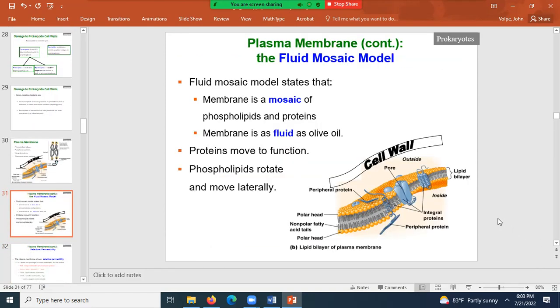All right. When we're talking about the plasma membrane, it's important to realize that it is a fluid. And it is about the same fluidness or the same consistency as olive oil. If you put olive oil in the refrigerator, it becomes a solid, for anyone who's ever done it. But at room temperature, olive oil is a liquid, but it is a thick liquid.